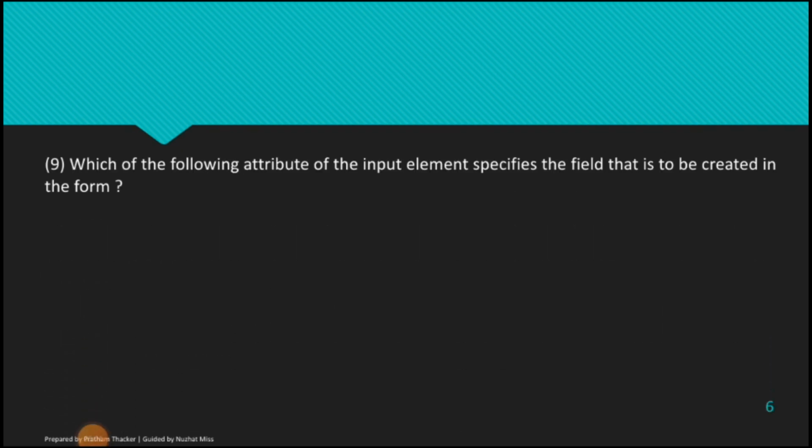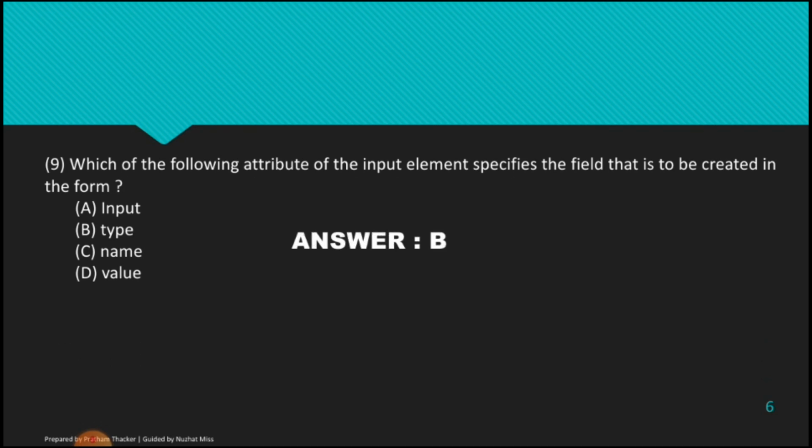Question number 9. Which of the following attribute of the input element specifies the field that is to be created in the form? Is it option A input? Is it option B type? Is it option C name? Or option D value? Answer is option B type.